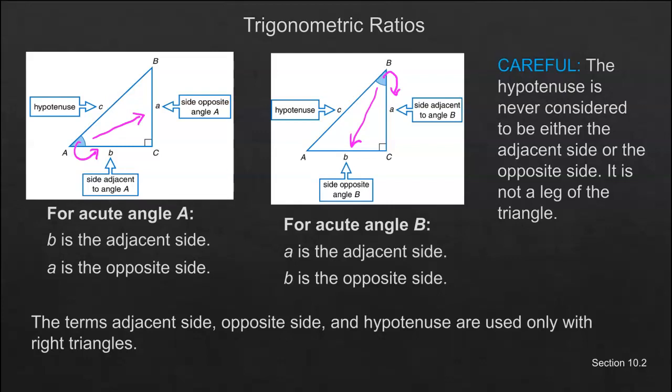Hypotenuse, always opposite the right angle. Okay, so you want to look at these, and we only talk about this for right triangles. Notice my caution, be careful, the hypotenuse is never considered to be either the adjacent side or the opposite side. It is not a leg of the triangle. Remember, the legs of the triangle are the two sides that are perpendicular.